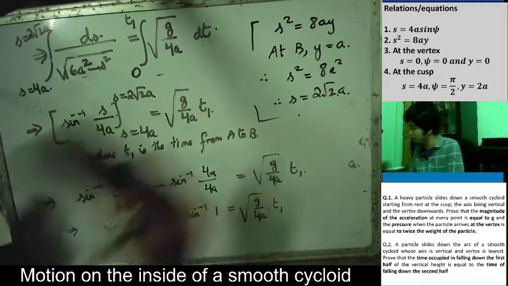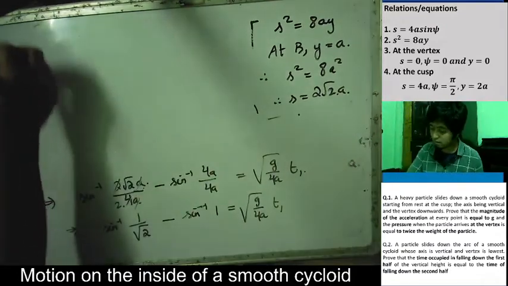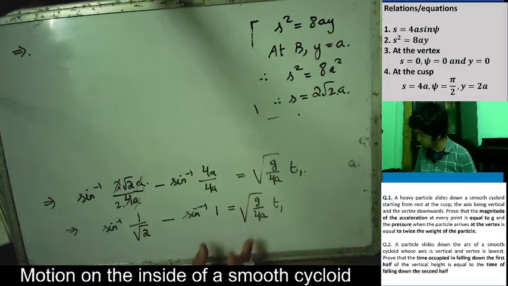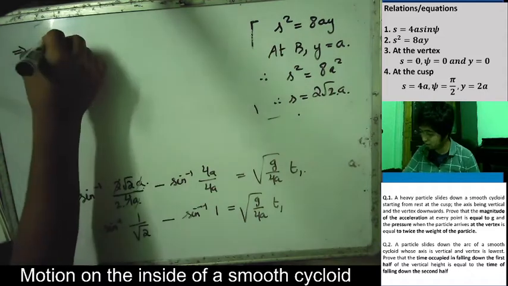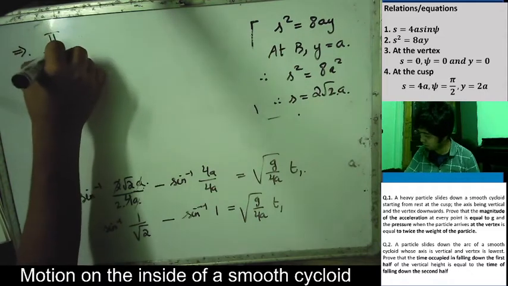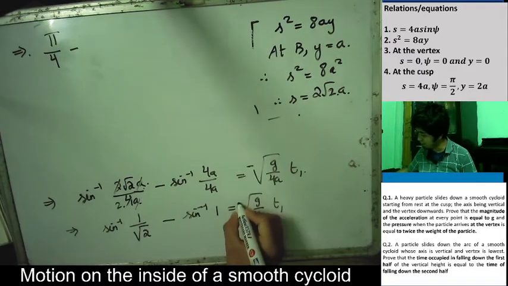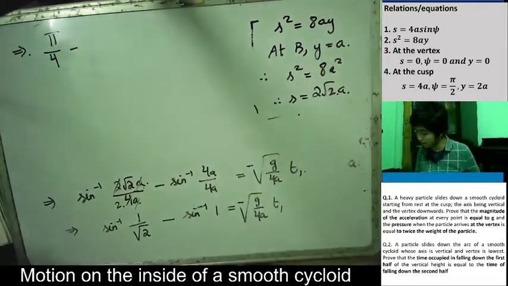So now we are almost done. So this one, sine inverse 1 by root 2, it will be pi by 4. Sorry. I made a mistake. There should be a minus sign. Everywhere just put a minus sign.